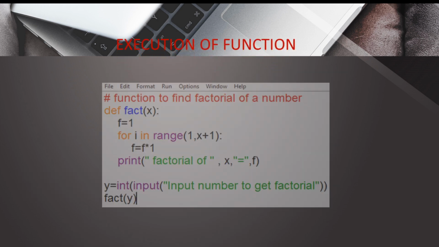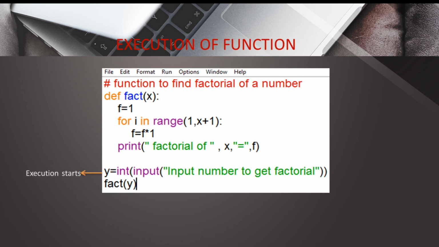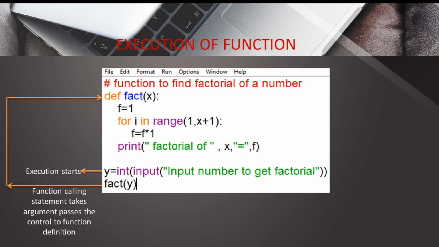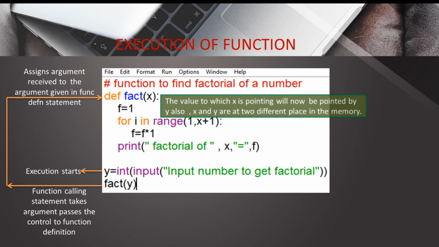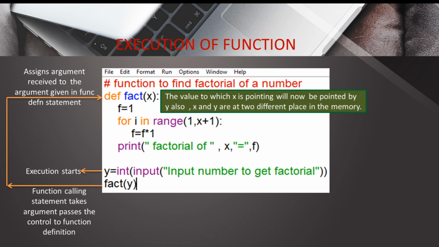Now how a function gets executed, I already told you this. As soon as the function call occurs, the control passes to the function definition with the parameter y. So here the value of y, or we can say the value to which y is pointing, will now be pointed by x also, meaning x and y are now pointing to the same value but are at different places. Okay.